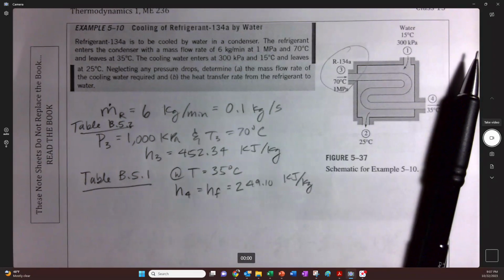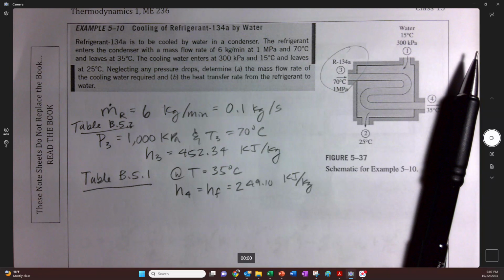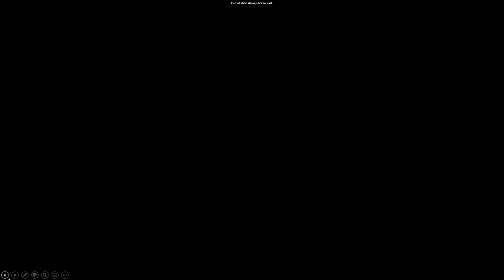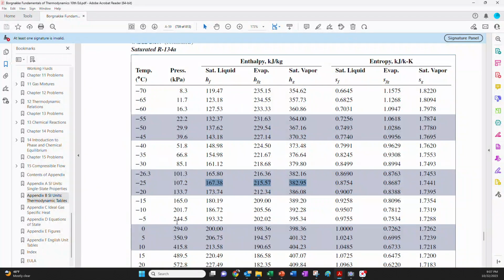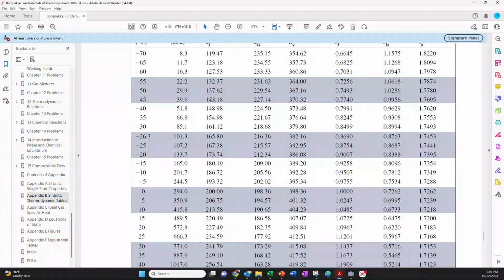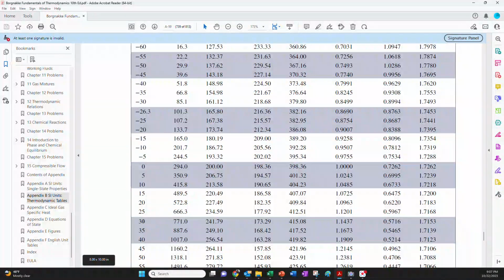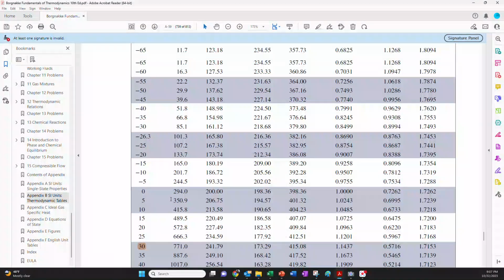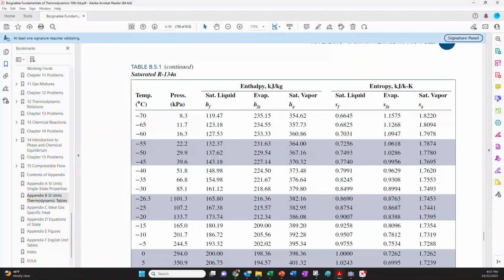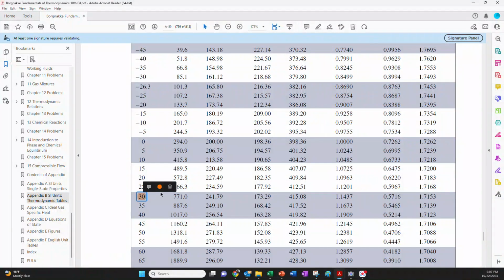But it just says that the refrigerant enters there and it leaves at 35 degrees Celsius. Interesting. So let's see. I'm going to go up to here. Here's the refrigerant 134a. And sure enough, this is actually the spot we want to go to, and we were going to go do 30. Right? Is that correct? No, 35. Excuse me.